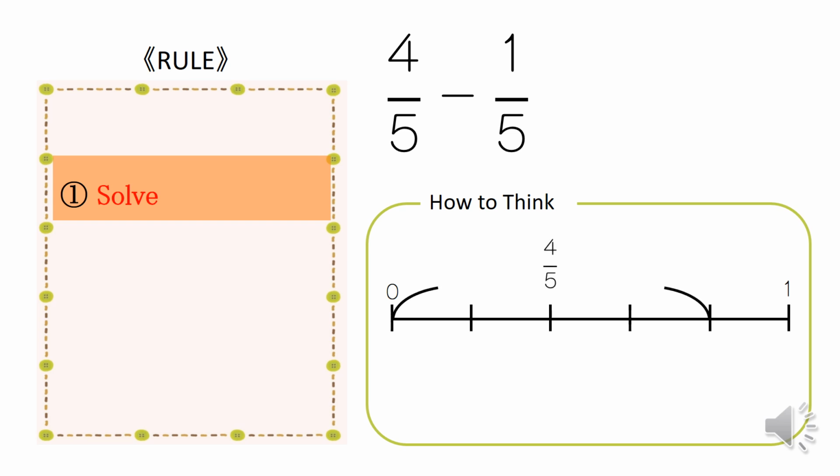First, 4/5 means that it has a value of 4 out of 5 equally divided parts. So it would be these parts of the diagram here. Next, 1/5 means it has a value of 1 out of 5 equally divided parts. So it would be this part of the diagram here.